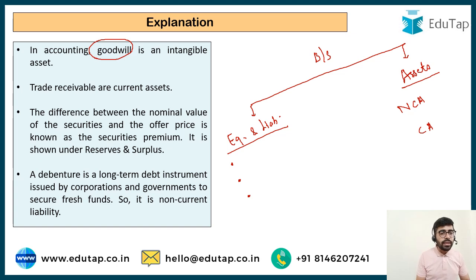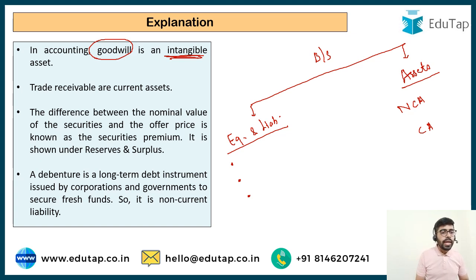Now it says that it is an intangible asset. Assets may be tangible or intangible. Tangible means you can touch it. Suppose I have this particular mobile phone with me. I can touch it. It is tangible. Everything that I can touch is going to be my tangible asset. I can touch my car, I can touch my machinery, but there are some things which I cannot touch. For example, goodwill, it cannot be touched. So it is an intangible asset.